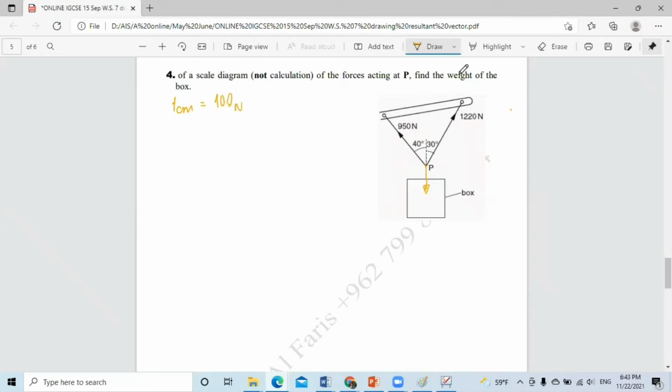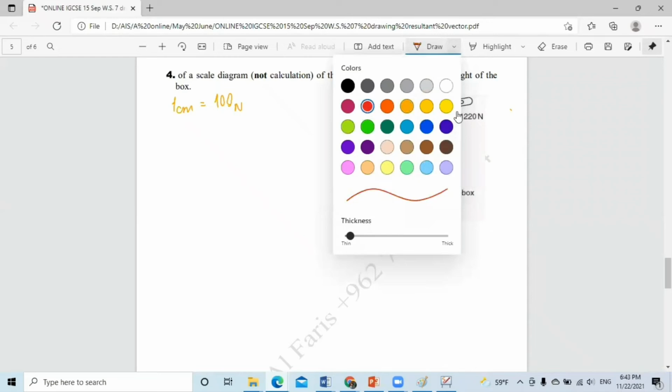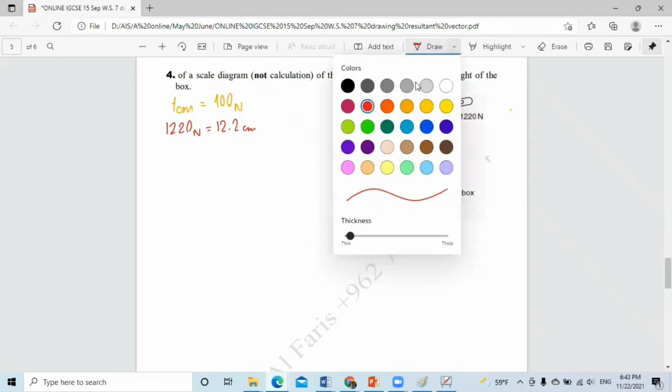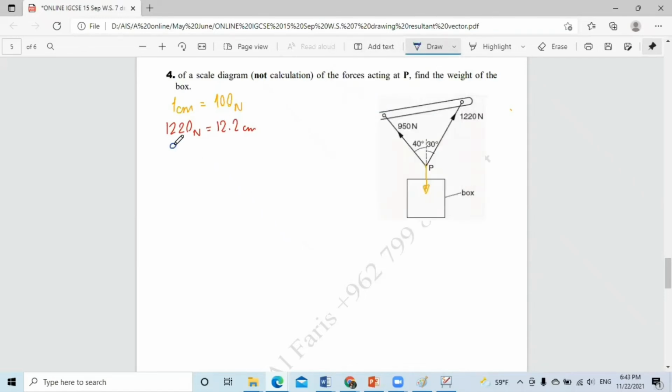That means this force, the 1220 Newton, will be 12.2 centimeter. And the other force, which is 950 Newton, will equal 9.5 centimeter. Okay, that's how I'm going to draw it. Okay, let's see how the drawing will look.